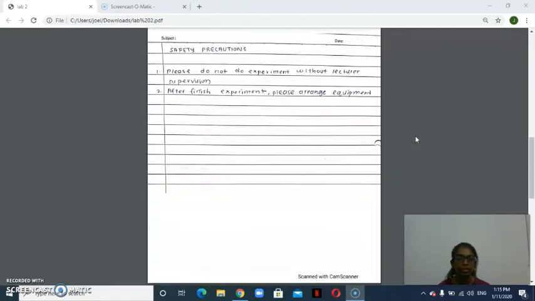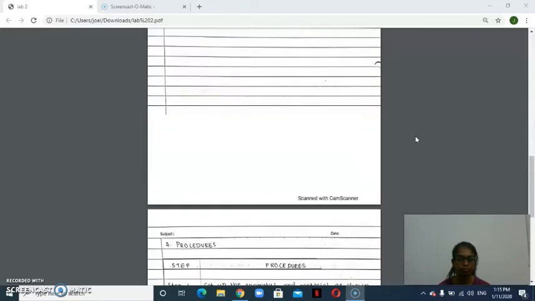Then the safety precautions. First, please do not do the experiment without lecturer supervision. Number 2, after finishing the experiment, please arrange the equipment.